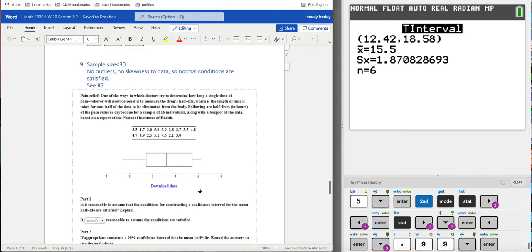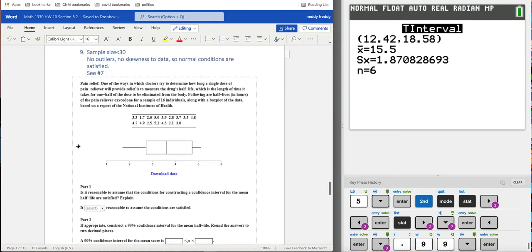But then going on to this one, and some of these are problems from a while ago, so they might not look identical, but same idea. So in this one, the sample size is less than 30, so we have to check and see if the data are normally distributed with no outliers. And so yes, the conditions are satisfied because it's normal-ish, meaning there's not a much longer tail on one end than the other, and the median here is kind of in the middle of the box.